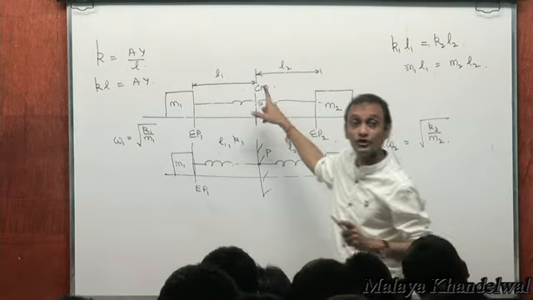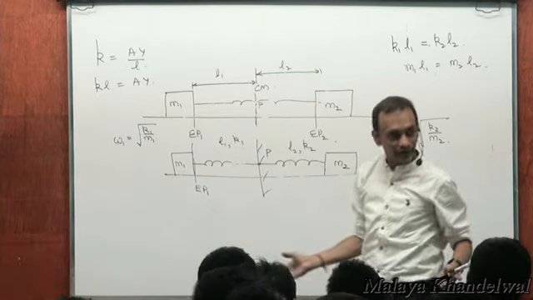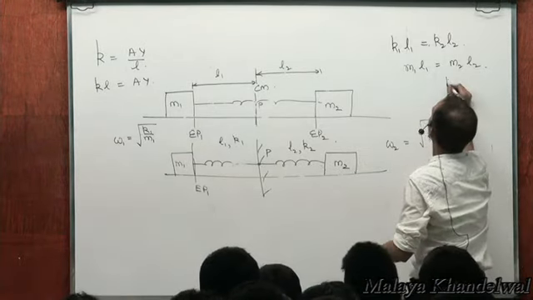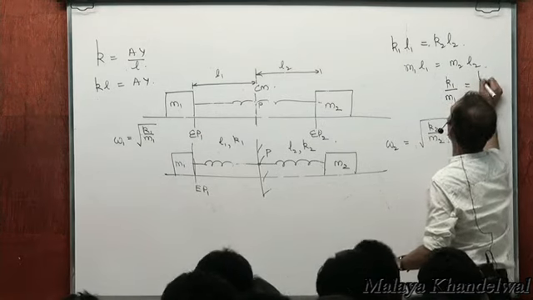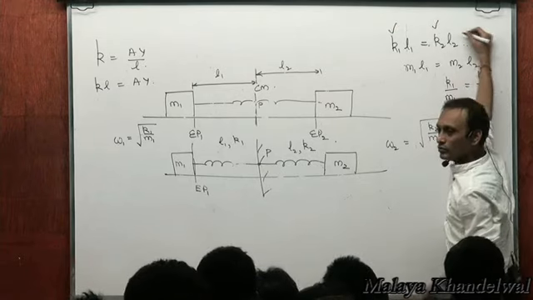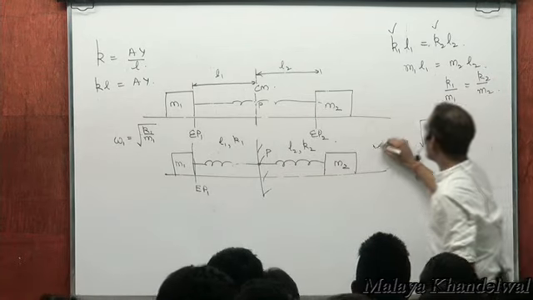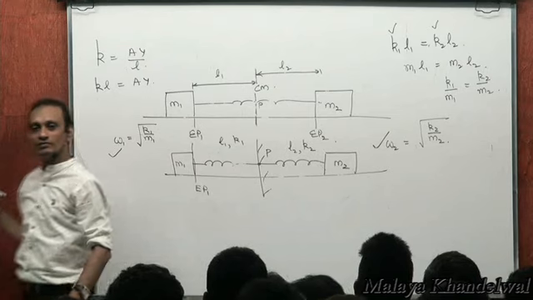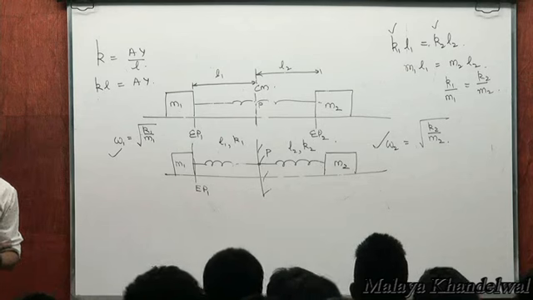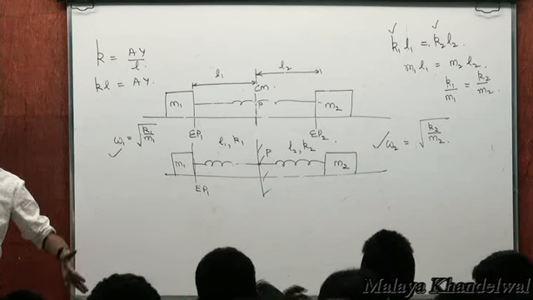About the center of mass, I told you the moments of the two masses must be the same on either side of the center of mass. m1 L1 must be equal to m2 L2. Now if I divide this by this, k1 by m1 is k2 by m2. Although I can calculate k1 and k2, do you realize k1 by m1 is k2 by m2? So omega 1 must be equal to omega 2. Isn't it? Which is what we obtained after so much of hard work, right?